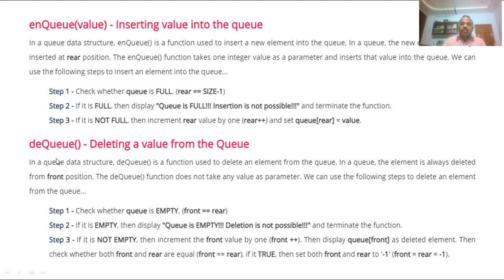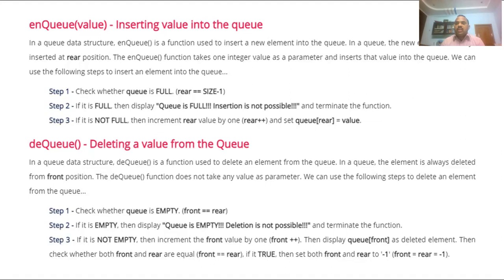In DQ, the delete operation, we delete a value from the queue. In a queue data structure, DQ is a function used to delete an element from the queue. In a queue, the element is always deleted from the front position. Clear? Insertion is done at the rear end, the last end or back end. Deletion is from the front end. Clear? The DQ function does not take any value as a parameter.